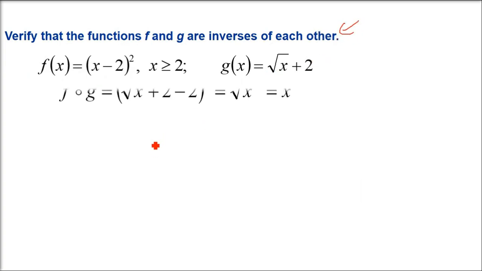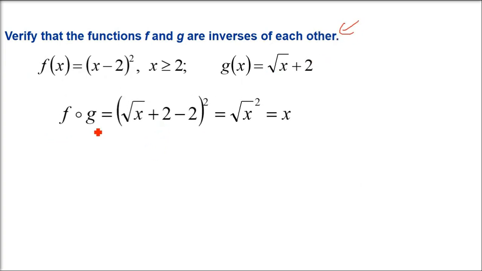What are the ways to find out the inverse? f∘g and g∘f should be x, because g is what? g is only f inverse of x. So either find g∘f(x) or f∘g(x), whichever is easy for you.